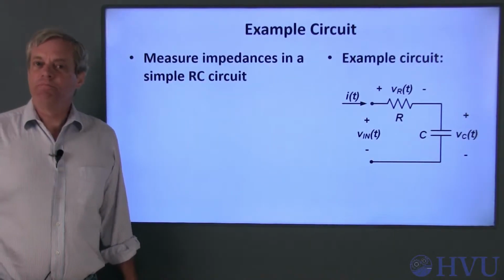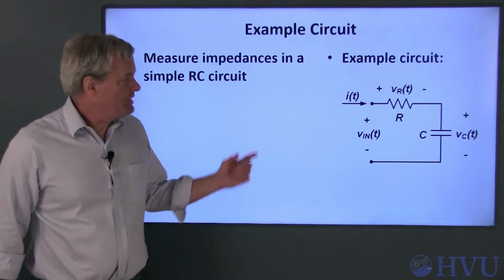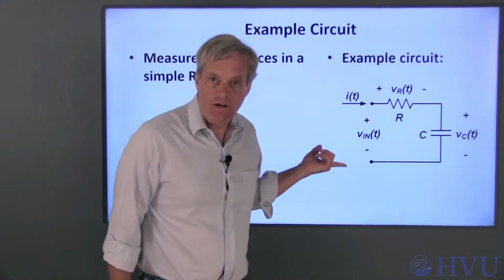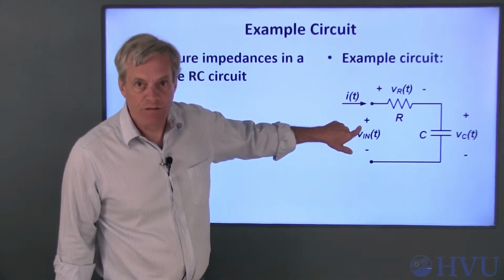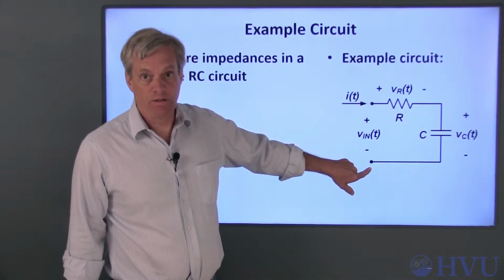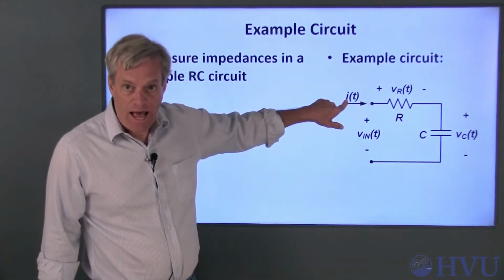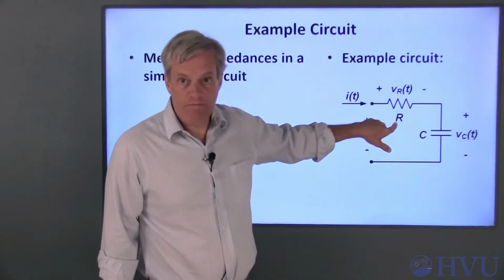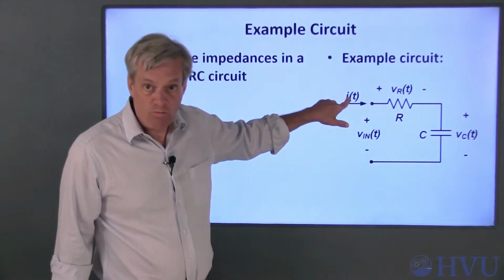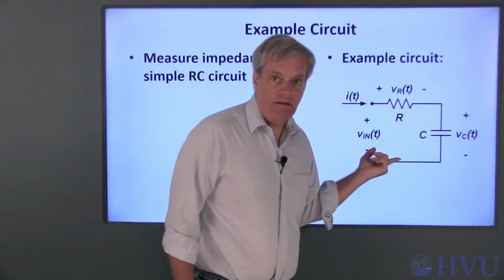As an example of impedance measurement, we'll measure several different impedances in this RC circuit. To do this, we'll apply a sinusoidal voltage input across these terminals. We'll determine the current, I of t, by measuring the resistor voltage and dividing that by the resistance value. This current will be the current through all of the circuit elements.